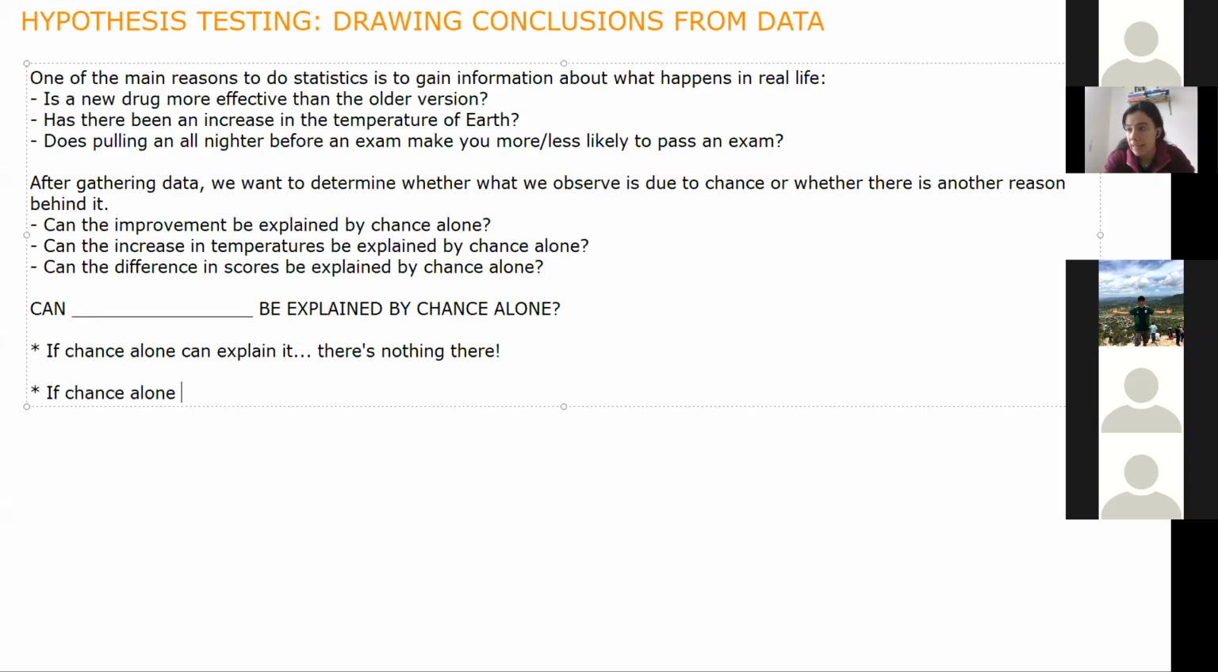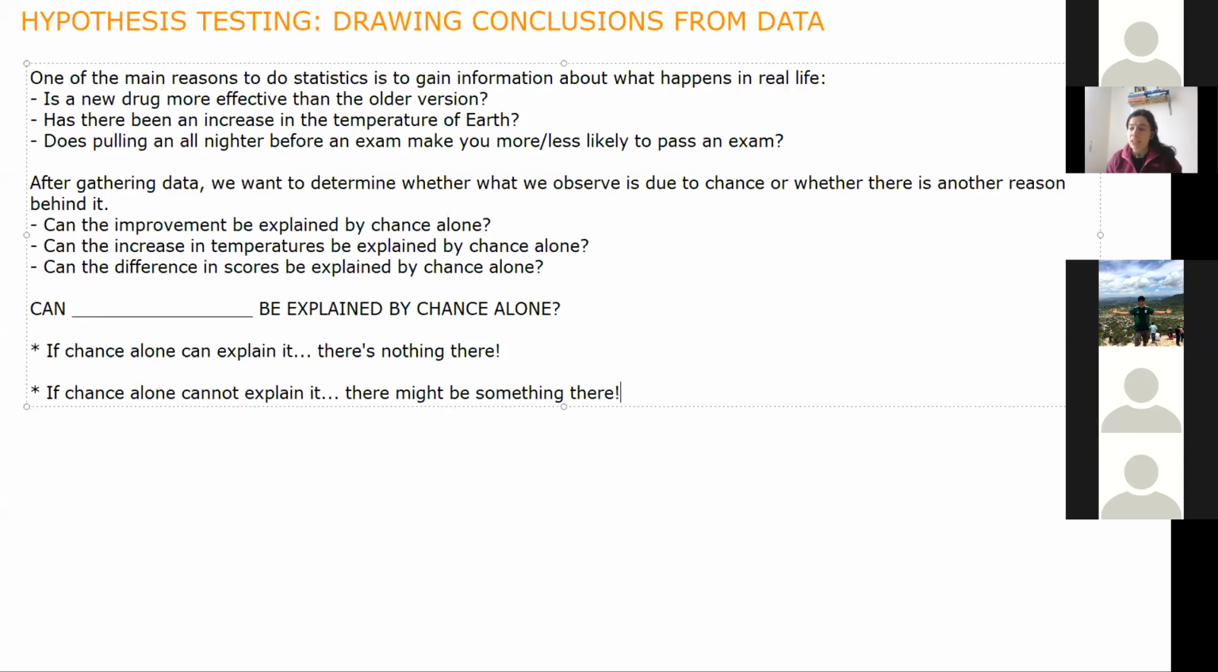If chance alone cannot explain it, again, whatever it may be, since depending on the context what we're trying to explain is going to be different, then there might be something there. If just random chance is not enough to explain the increase in temperatures, then maybe it's a reason for worry. Maybe it is reasonable to think that there's going to be global warming.